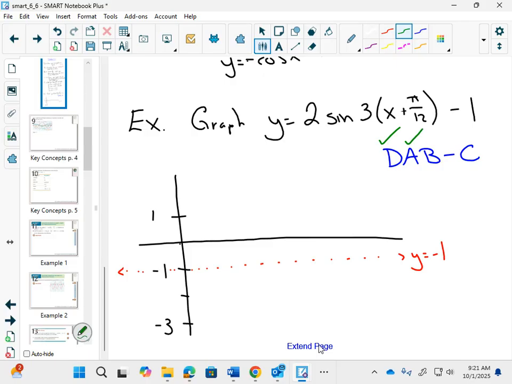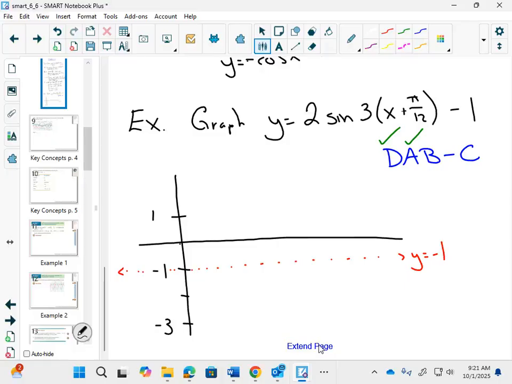Done. So I took my amplitude of 2. That means amplitude measures the distance from the center line to a max and from the center line to a minimum. That is 2 units, so I can label my max and label my min.